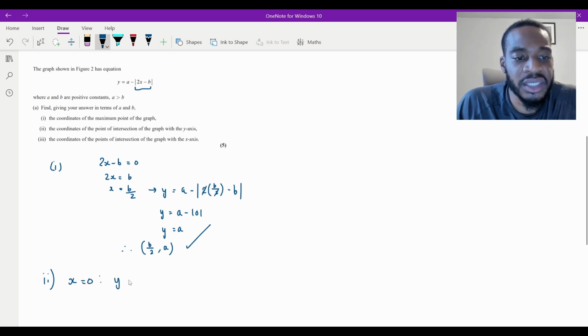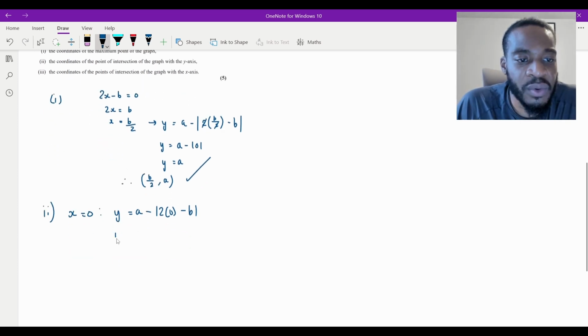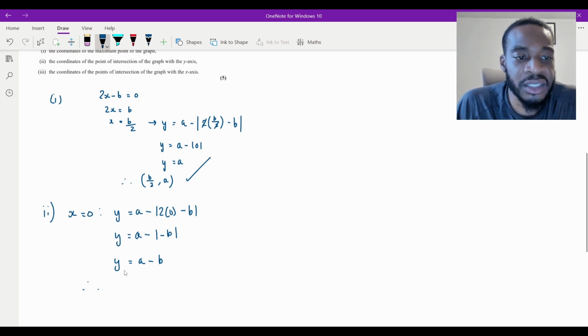I'm going to say y is going to equal a minus the modulus of 2 lots of 0 minus b, isn't it? And then now I can say, well, I've got y is equal to a minus the modulus of, that's just going to be 0. This is going to be minus b. The modulus of minus b is just going to be b, isn't it? So y is going to equal a minus b. So therefore, the coordinates of the point of intersection with the y-axis is going to be x equals 0, and a minus b.